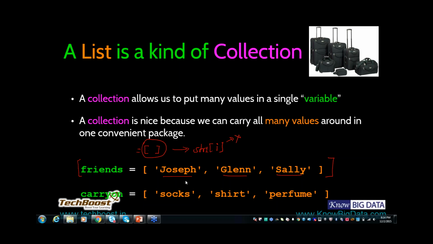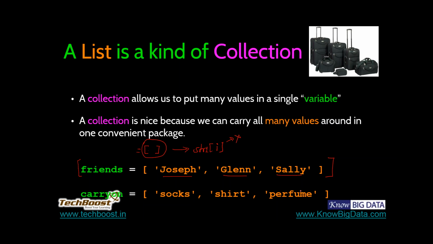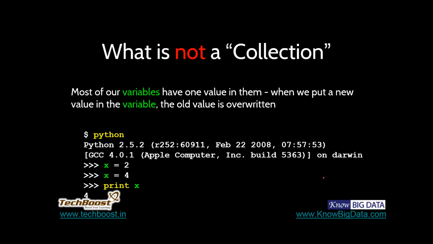All right. So again, we have a similar kind of list below, which is again a list of some items. We have socks, shirt, perfume. Both of these lists are lists of strings.